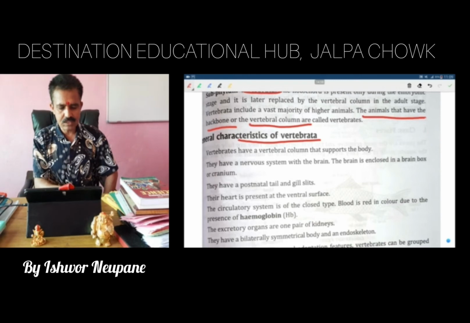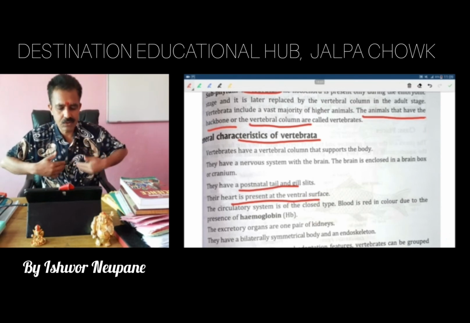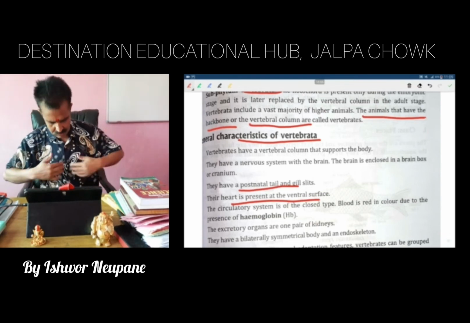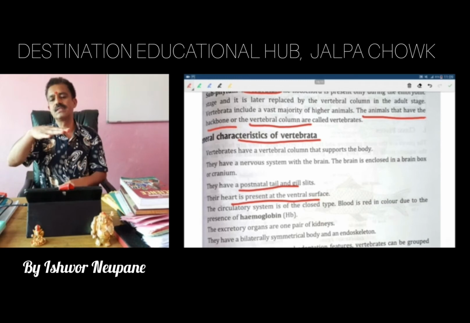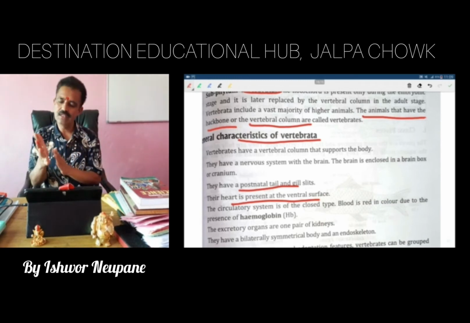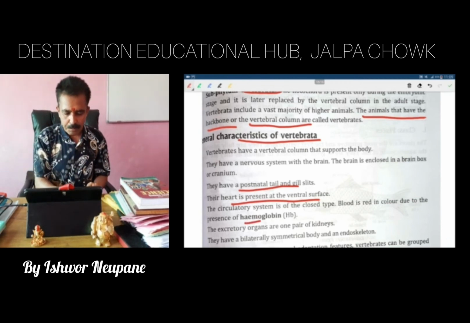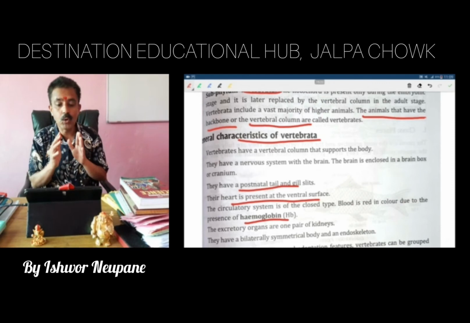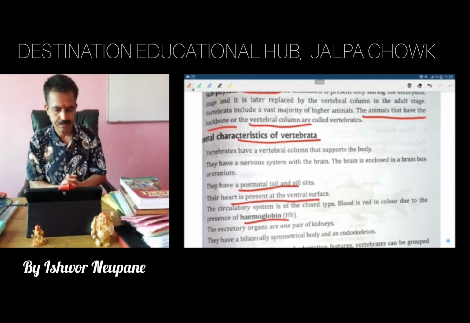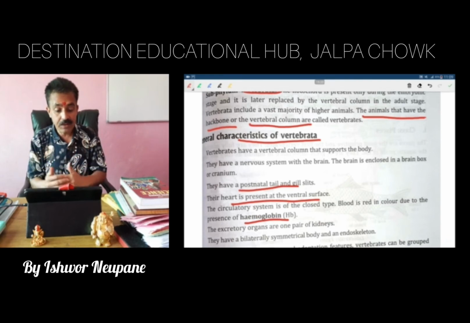They have got post-anal tail. Their heart is present on the ventral surface. Backside is dorsal and this is ventral. Suppose if this is the hand, this is dorsal, this is ventral. Okay, heart is present here. And the blood contains hemoglobin. That's why the blood is red in color.